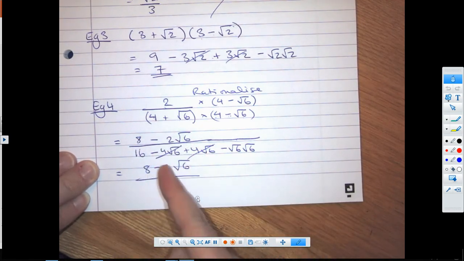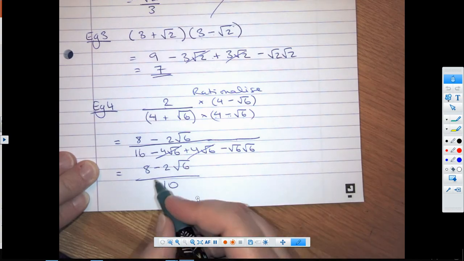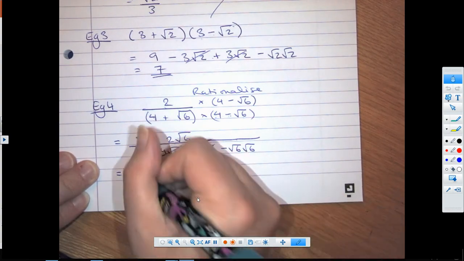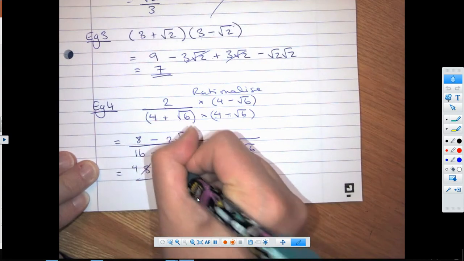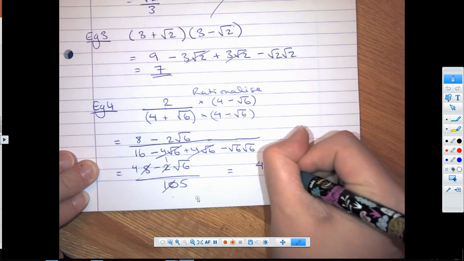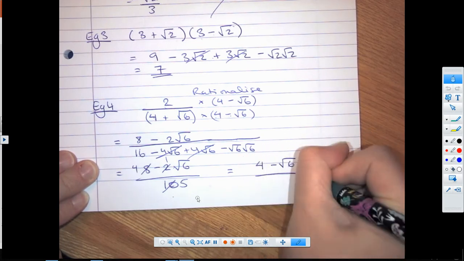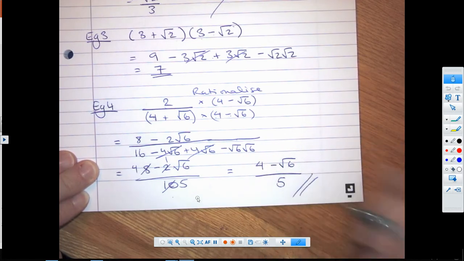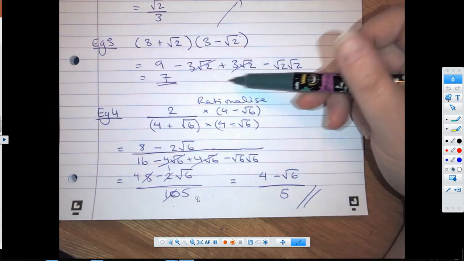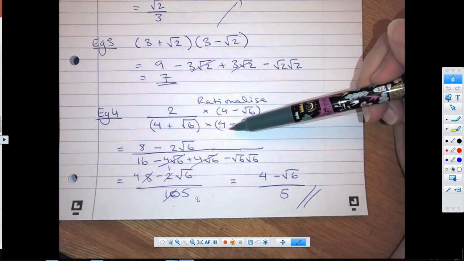Okay, we're not completely done yet because we do need to divide out a 2 because everything divides by 2. So that would make a 4, a 1, and a 5. So my final answer is 4 minus root 6 over 5. Done. Okay, so we will go through the rules again later just to remind you.